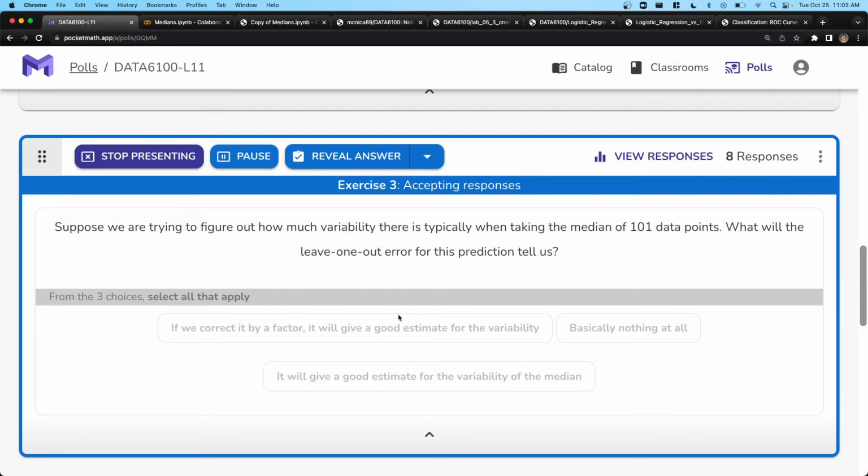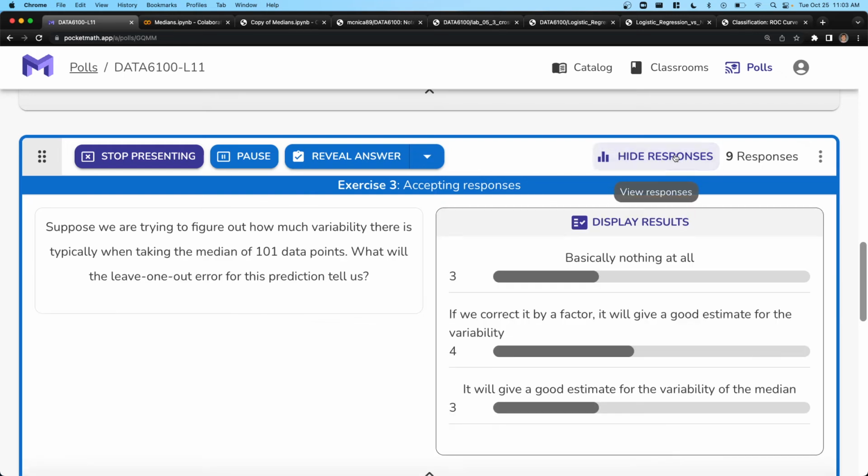Okay, so I drew on the board a cartoon of what's going on. We have these points, right? There's 101 of them. I only drew like 10. And we have the median. The median is not a perfect estimate for the true population median, and it moves around a little bit. We're trying to understand how much. Our first try is to do this leave one out error. So what's going to happen when we do this leave one out error? Let's see what you think.